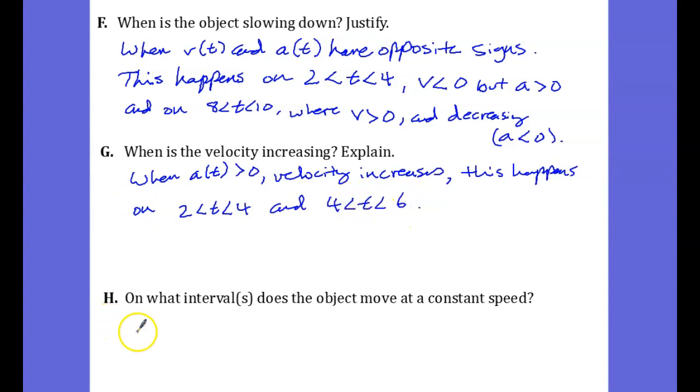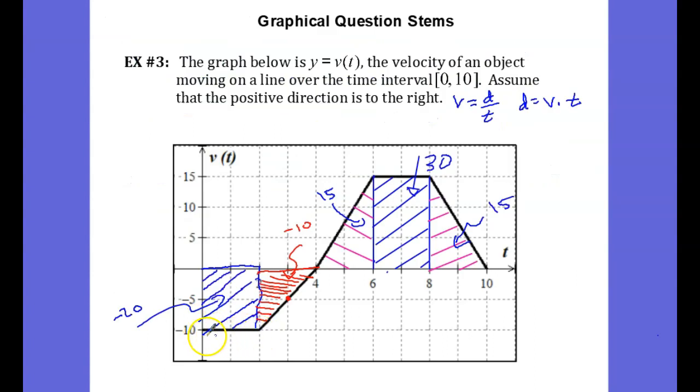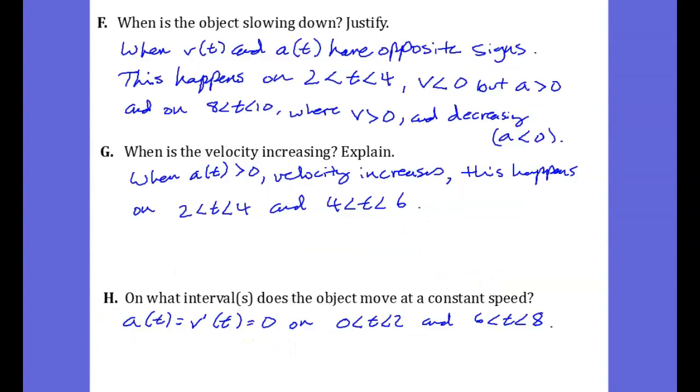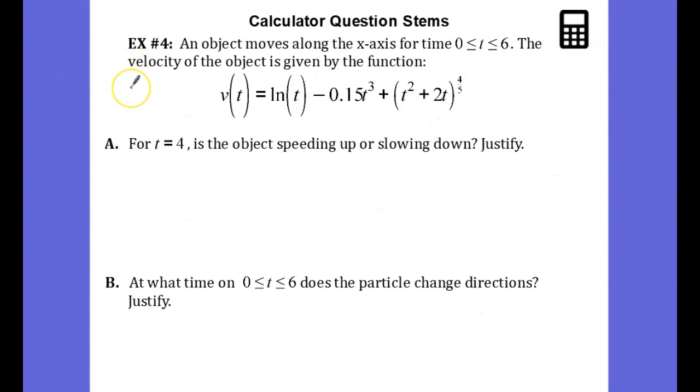Finally, part H, on what interval or intervals does the object move at a constant speed? Well, that was where the acceleration was 0, or where the slope of the velocity was equal to 0. So that was from 0 to 2 and from 6 to 8. Alright, next we'll look at example 4. Example 4 is the first of our calculator questions for this section.